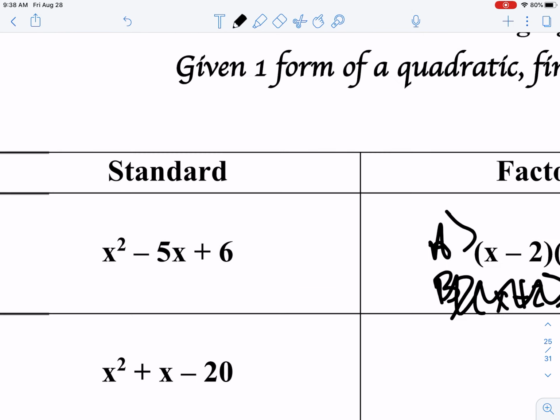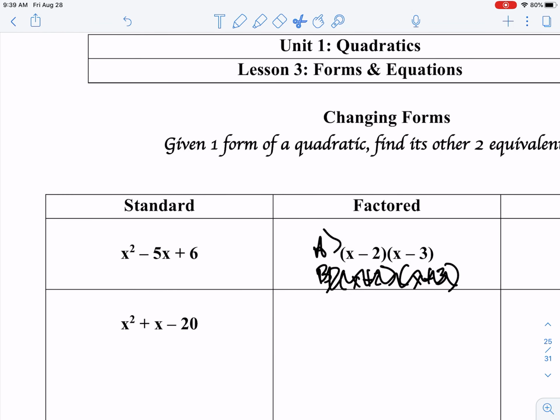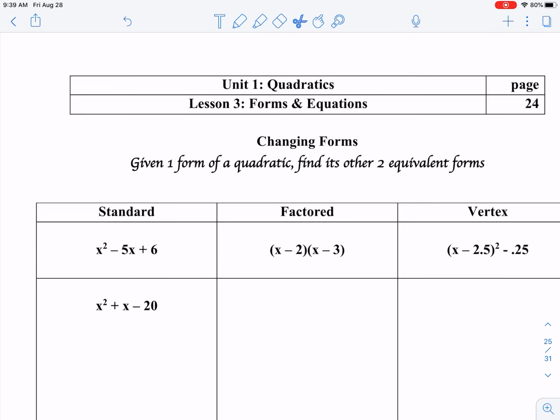All right, so that's kind of how I would approach changing forms of equations. Now this doesn't just work for quadratics, it works for any equation.